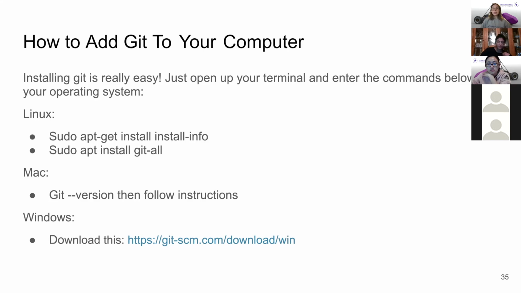What this is going to do is add the Git toolset to your computer so that you can use Git through your command line. You can keep track of branches, all of that type of stuff. So if you guys haven't downloaded Git onto your computer yet, I want you to either go to this website here or open up your command line and download Git, because we're going to be using that after the break.